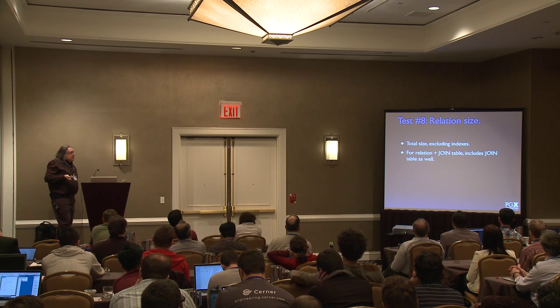And how big is all of this stuff? The answer is roughly the same size. JSONB is the largest, interestingly enough. JSON and relational plus JSON are roughly the same size. Interestingly enough, the hybrid is the smallest compared to the pure relational.